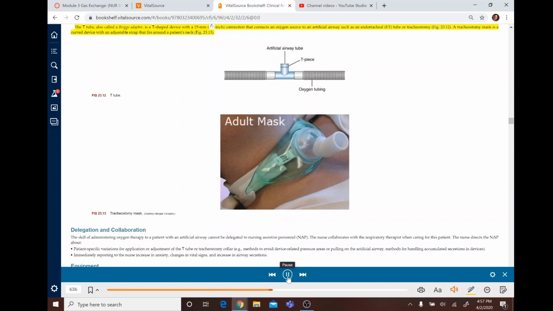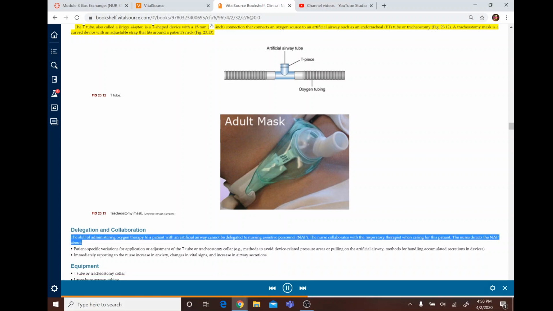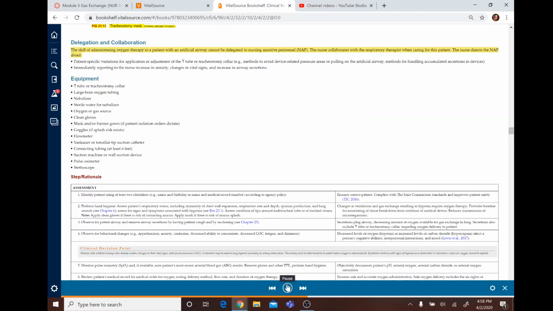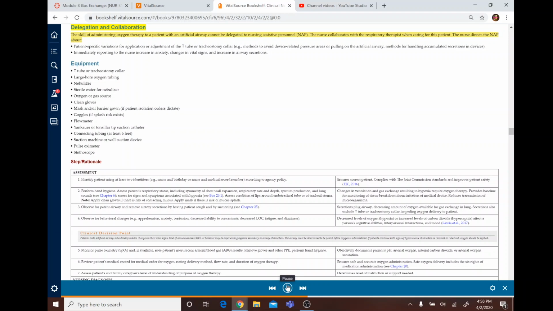The T-tube, also called a Briggs adapter, is a T-shaped device with a 15 mm connection that connects an oxygen source to an artificial airway such as an endotracheal (ET) tube or tracheostomy, Fig 23.12. A tracheostomy mask is a curved device with an adjustable strap that fits around the patient's neck, Fig 23.13. Fig 23.12 T-tube. Fig 23.13 Tracheostomy mask. Courtesy Mark Pack Company.